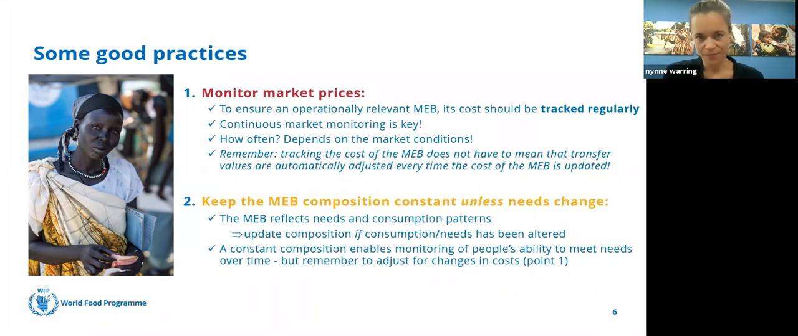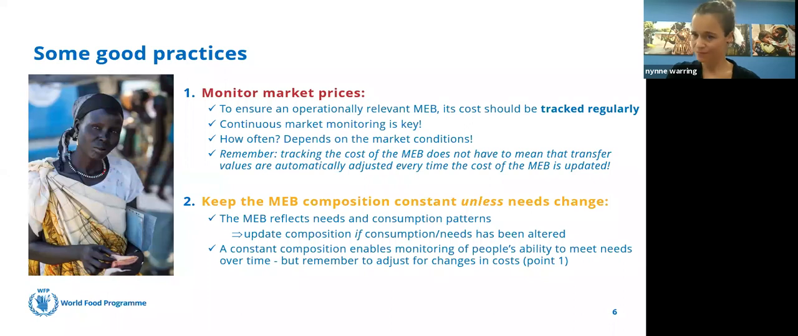This is absolutely key. How often, which items you monitor, where you do it, all this depends on your operation, on where your intervention is based, where the MEB is valid. But of course, in order to check if prices are changing, we need to continue to monitor them. I want to make a point clear here: just because we monitor the price of the MEB, the cost of the things in that MEB, that doesn't necessarily mean that we automatically change whatever programmatic decision is based on that MEB. We'll return to this a little bit later.